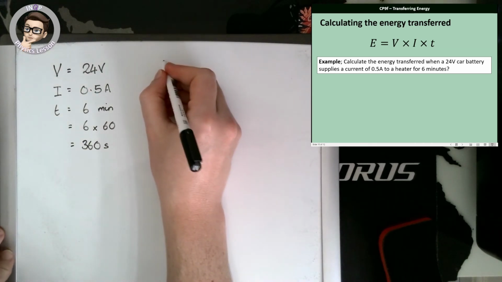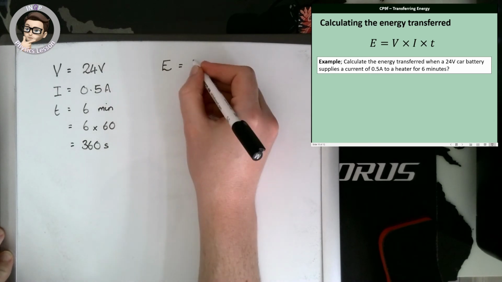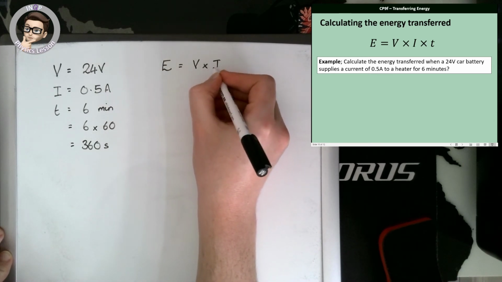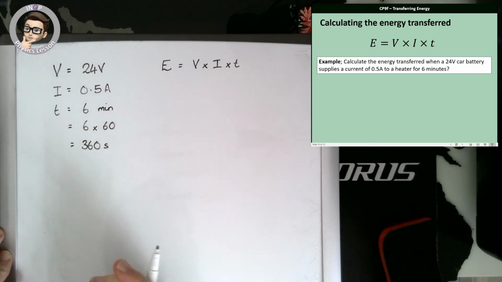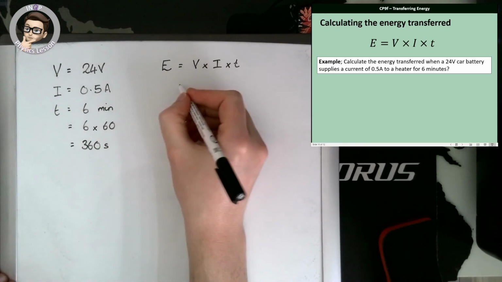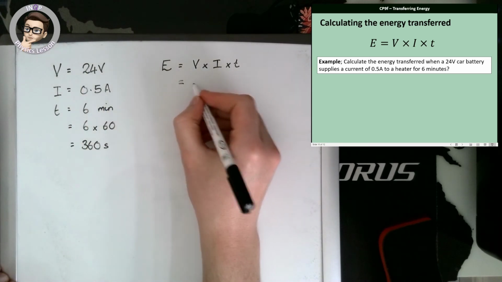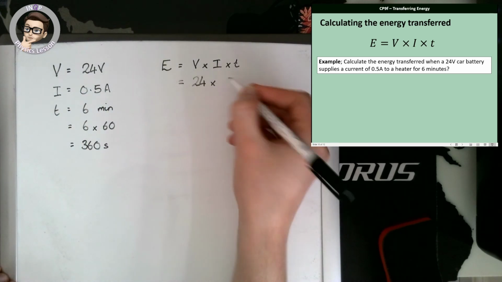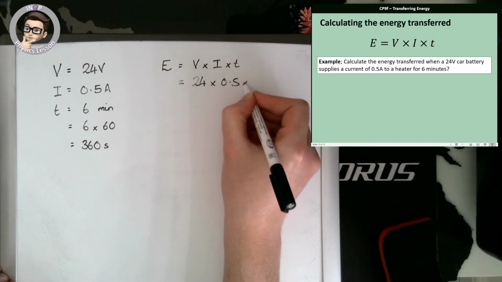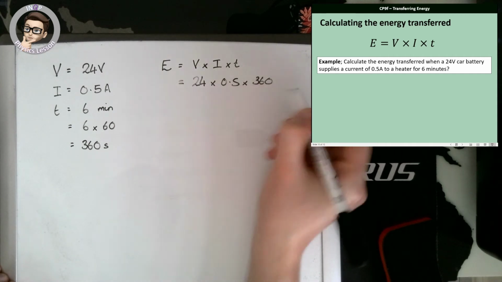Now remember, we always write the equation first. E equals V times I times T. And we write that to make it stick in your head. It's really important to learn your equations. Now V we know is 24. I we know is 0.5. And T we know is 360.